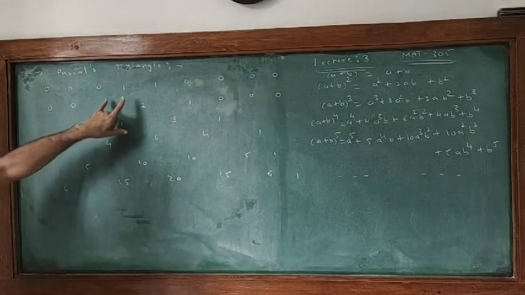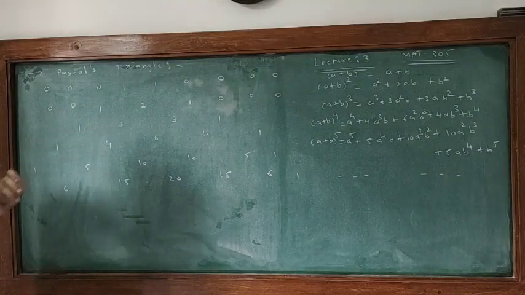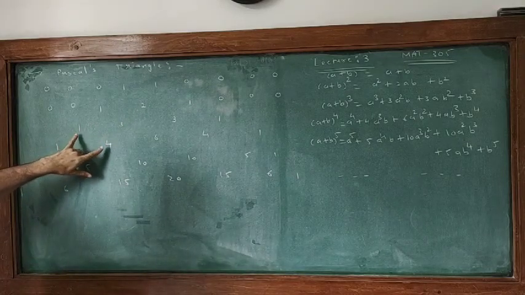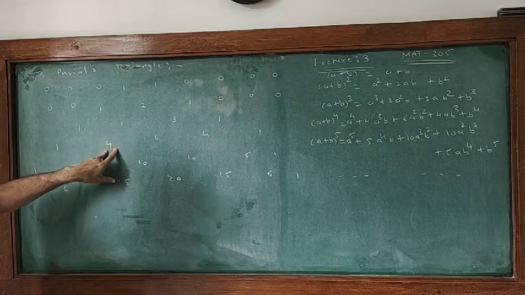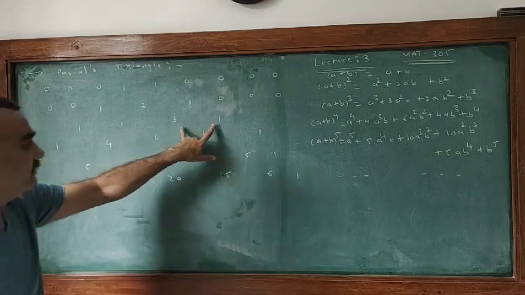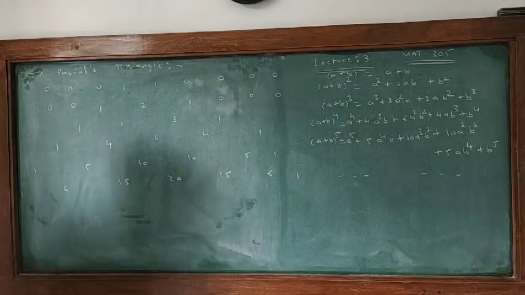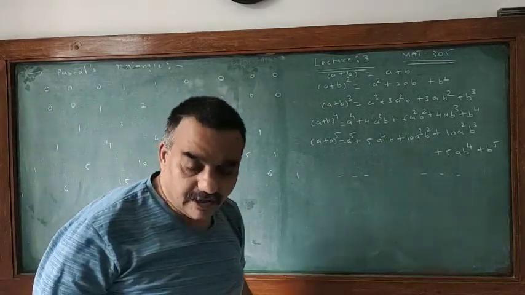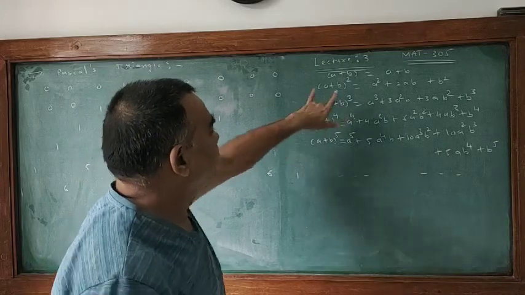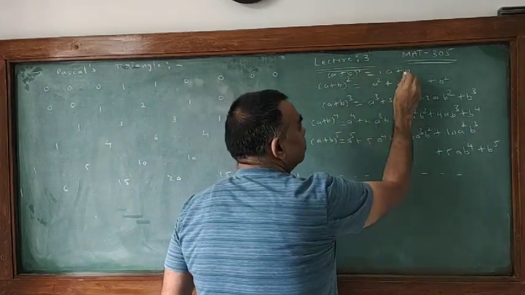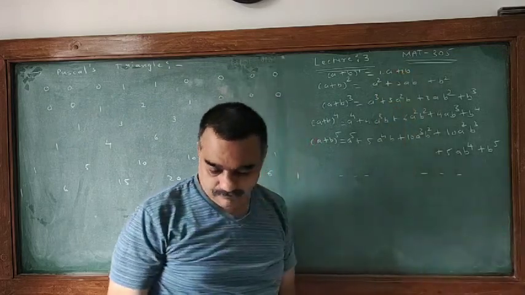So the sum of both is 1. Likewise, you can understand. This is 1. The sum of both is 4. The sum of both is 6. 4. 1 is carried forward. And likewise others. The meaning of this is that if you take a plus b raised to 1, it is 1 time a, 1 time b.